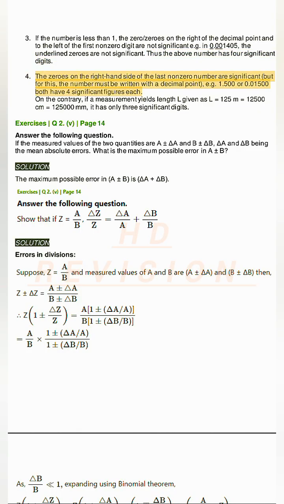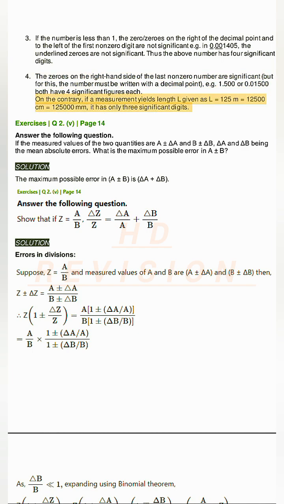4. The zeros on the right-hand side of the last non-zero number are significant, but for this, the number must be written with a decimal point, e.g., 1.500 or 0.01500. Both have 4 significant figures each.